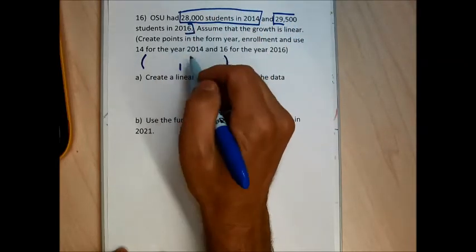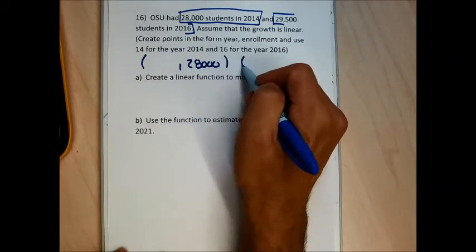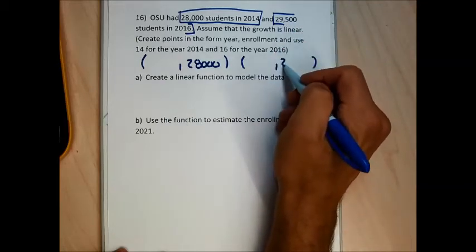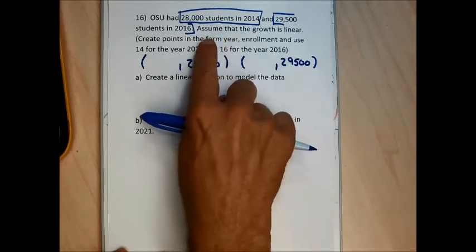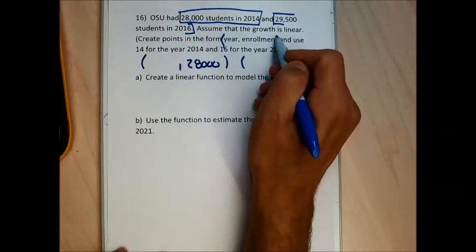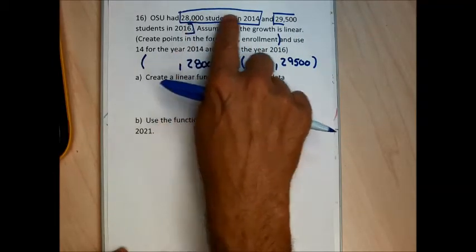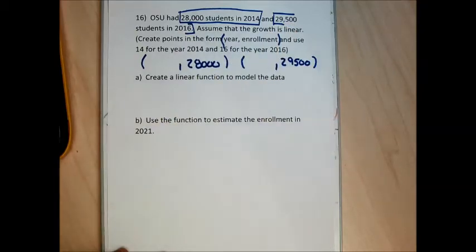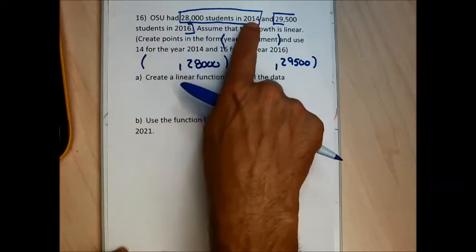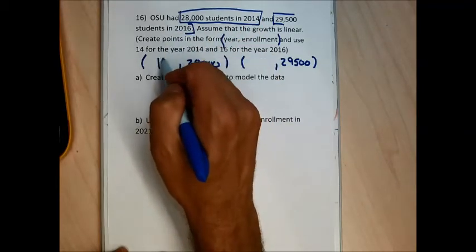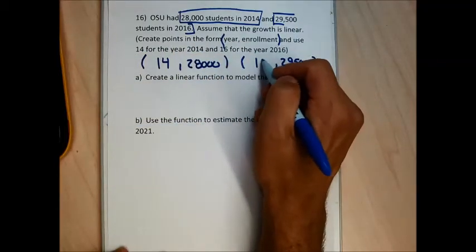So the enrollment of 28,000 is going to be the y of my first point, and the 29,500 is going to be the y of my second point. So I'm creating points of the form year first, enrollment second. So the year is the x, the enrollment's the y. The enrollment of 28,000 and 29,500 are the enrollment. The x's are 2014 and 2016. That's the years. But instead of using 2014, I'm just going to type in 14 because it says use 14 for 2014 and use 16 for the year 2016.